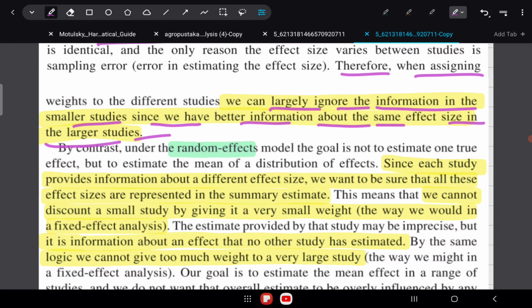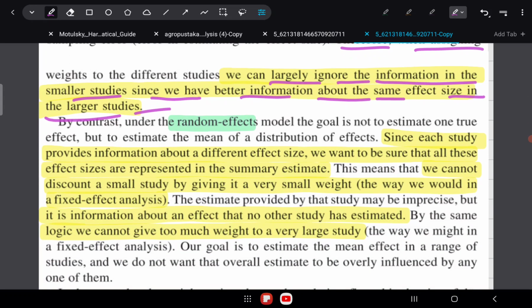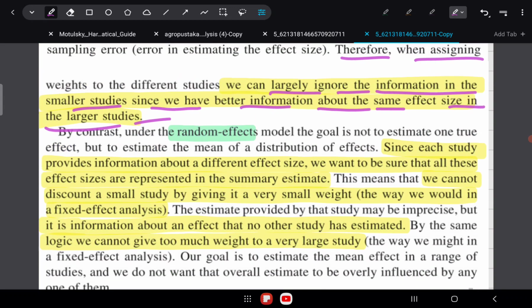But in random effect modeling, we have to account for not only within study variance but also between study variance, right? And the assumption is that there is no common true effect, but rather the true effects themselves are distributed. So in random effect modeling, even smaller studies provide some important information, right? Because the true effects are actually distributed, so even if a study is small, it gives important information about the mean of the effect size. I hope this makes sense.